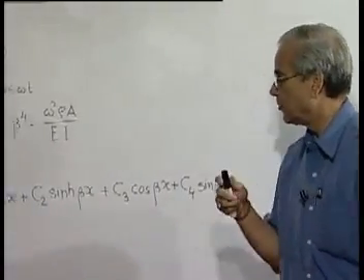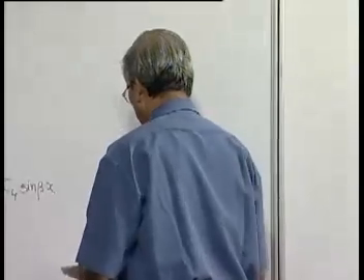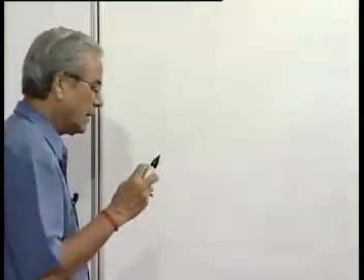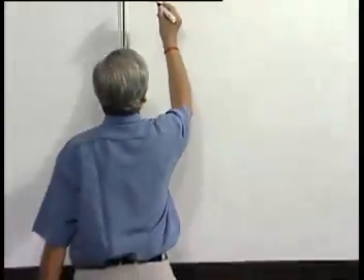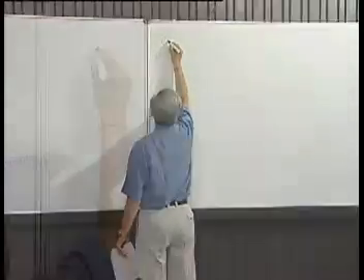Now, to make further progress, we have to take up individual cases, and as we have found in the case of bars and shafts, the value of beta we can find out from the boundary condition. So therefore, our next step will be to take up individual cases. First we will take the case of simply supported beam.